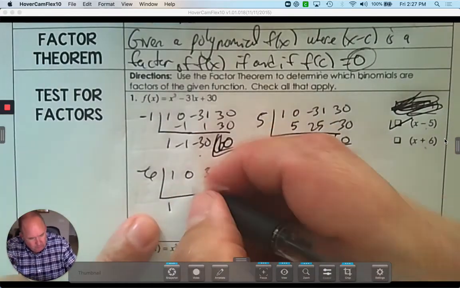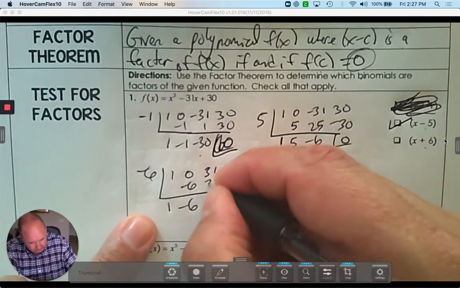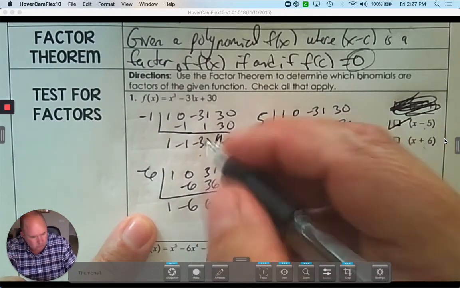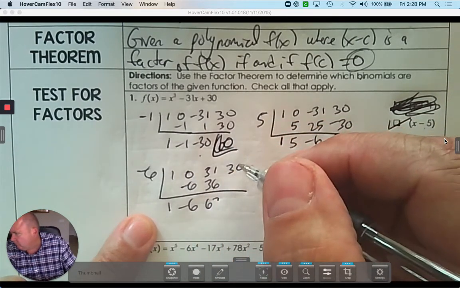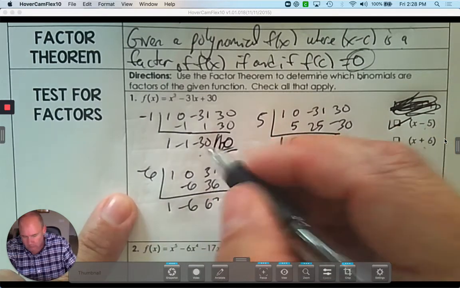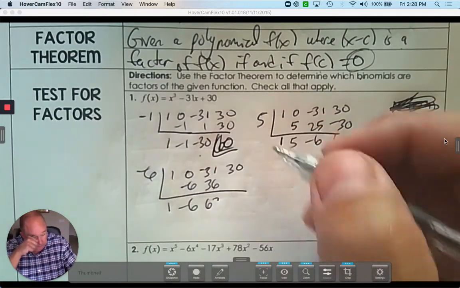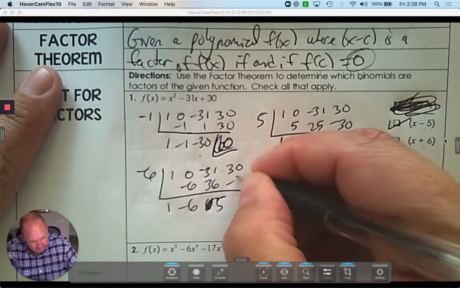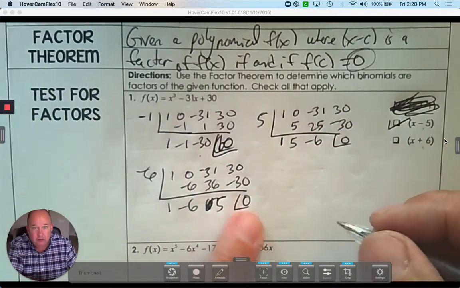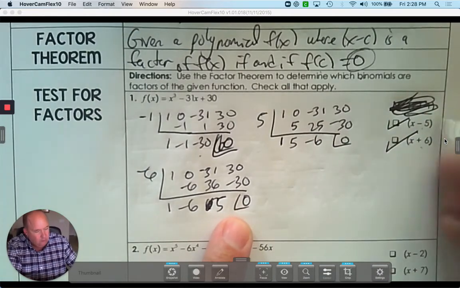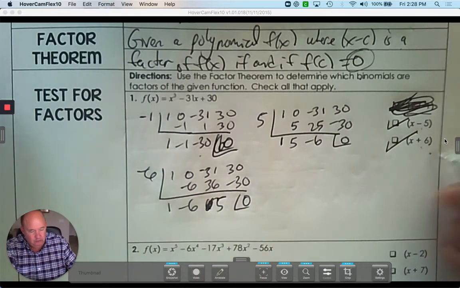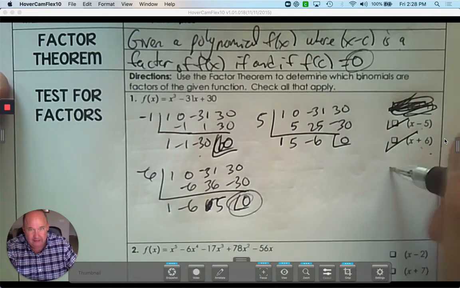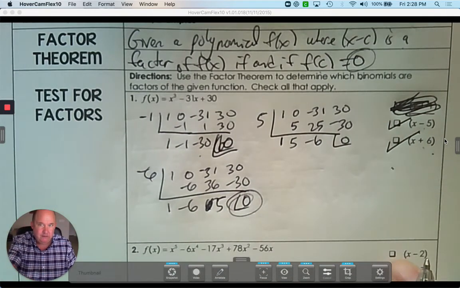Do the work. What's the remainder? 1, 0. Oh, -31. That's 5. That's -30. That is a remainder of 0. So 2 of these are factors because when you did synthetic substitution, the remainder is 0, which means it's a factor. That is called the factor theorem.